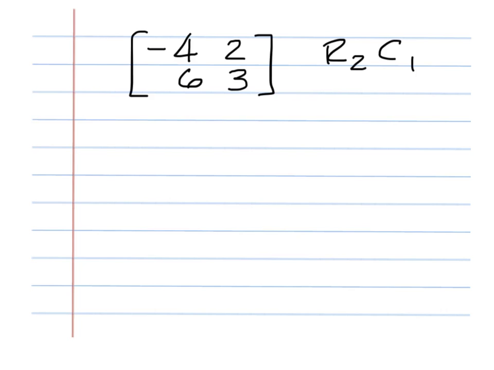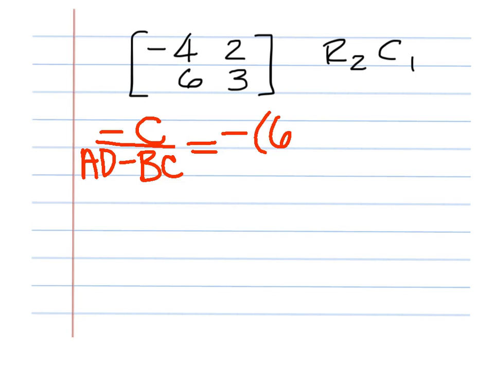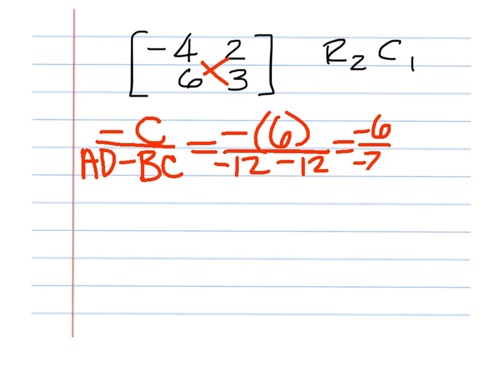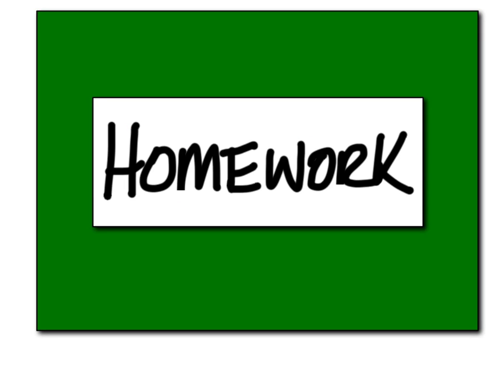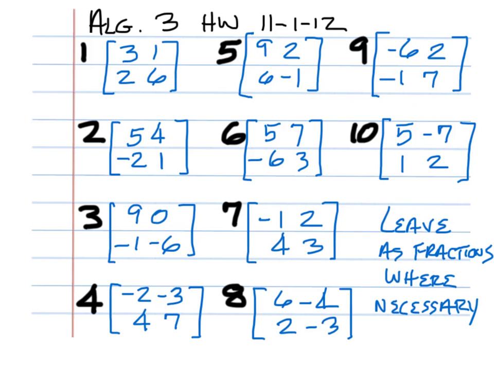We want row 2, column 1 of our inverse. The formula for row 2, column 1 is going to be negative C over AD minus BC. That's going to be negative 6 over A times D is negative 12. Our B times C is 12. That's negative 6 over negative 24, which is going to give us a positive 1 over 4. Okay, that's your homework for tonight.